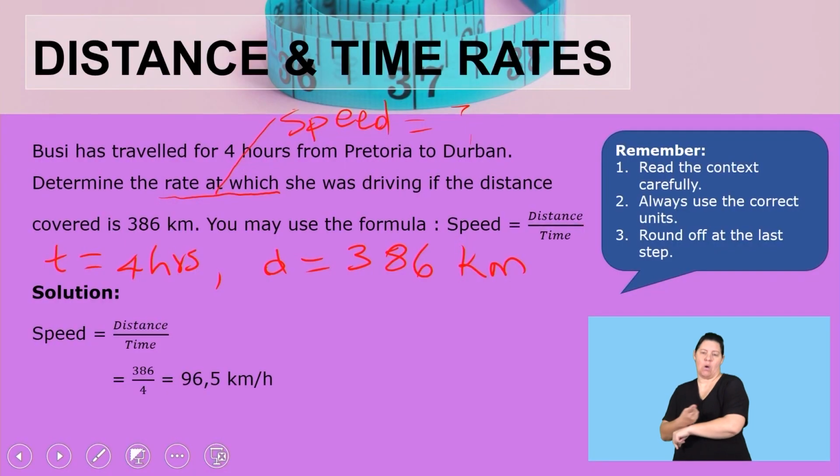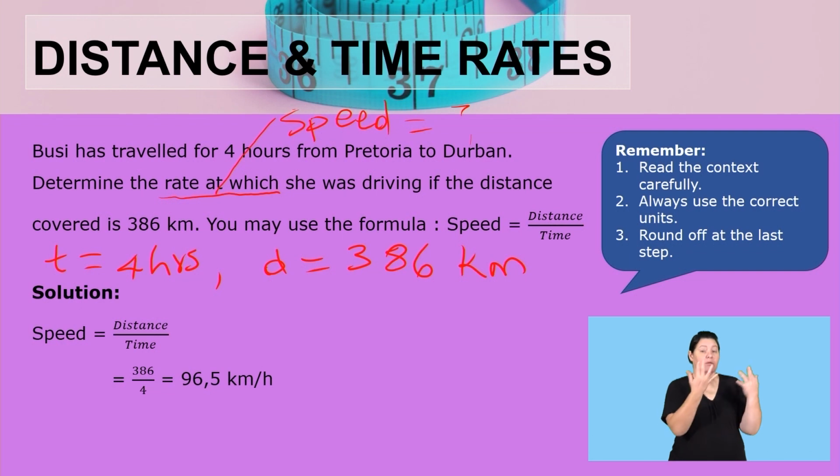So now let us have a look at the solution. To calculate the speed, we use the formula distance over time. The distance that we have is 386. The time is 4. We can as well press the calculator together. 386 divided by 4, we get 96.5 kilometers per hour. So once more, in terms of these rates, we don't round off unless it is stated, if the question requires you to round off.